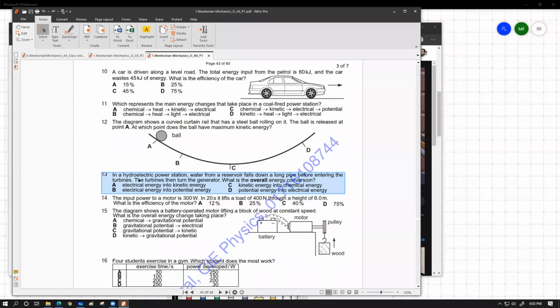Have a look at number 13. In a hydraulic power station, water from a reservoir falls down a long pipe before entering the turbines. The turbines then run the generator. What is the overall energy conversion? Now, this is the key term, overall. Overall or total means from the very first form to the very last form.